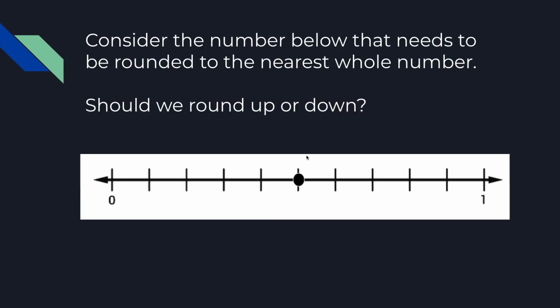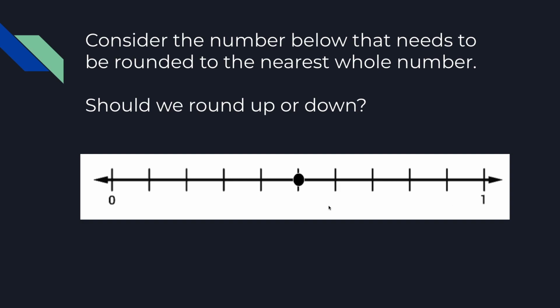So now if I'm looking at this number, now it's in the center, and I want to round it to the nearest whole number, so it's between 0 and 1. How do I decide if it rounds up or down? Go ahead and pause the video if you need some time to think about it.